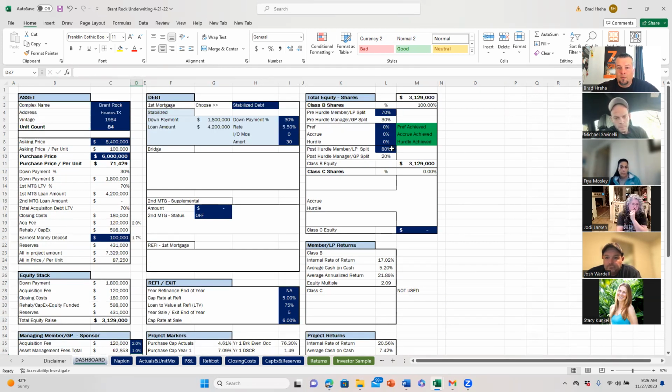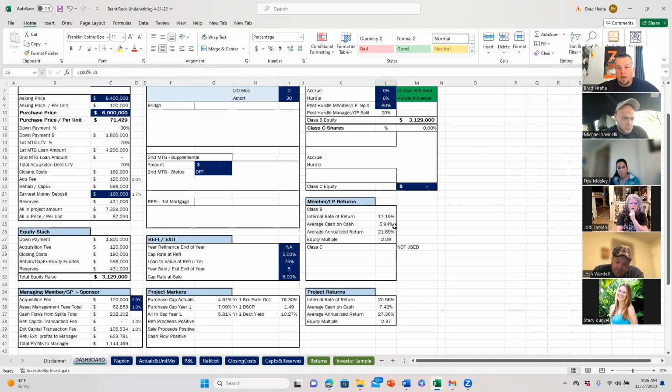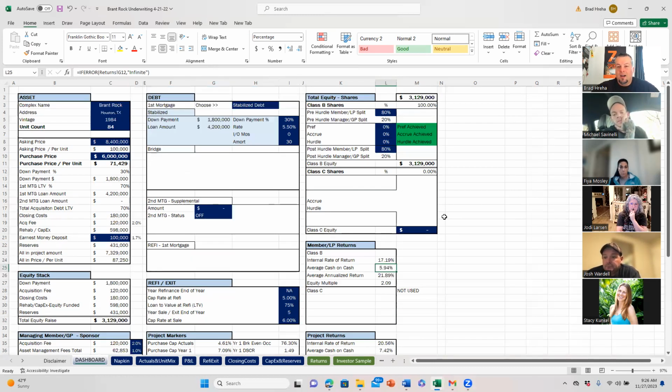If you want to go back to an 80-20 split, look at that. I'm almost at 6% cash on cash. I don't even like 80-20. I would do it if I really love the deal.